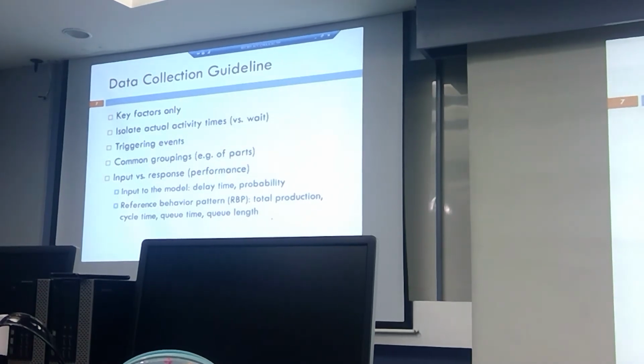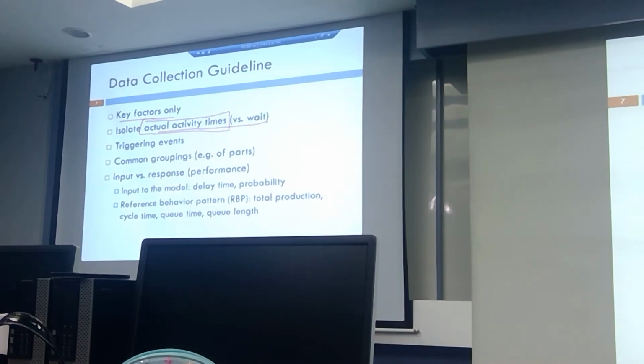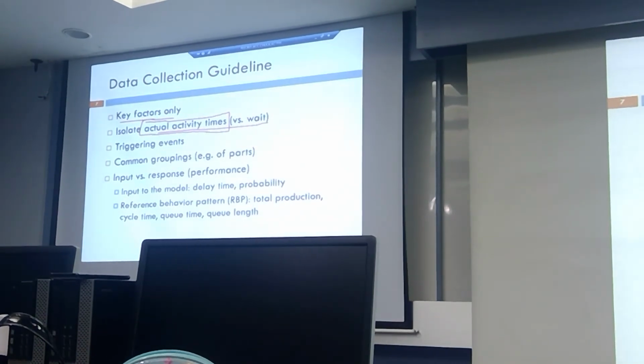Okay. So some of the guidelines. Collect the data. Yes, key factor, something that is important for you. Don't just collect everything. Isolate actual activity time and the wait time. We talked about that already. This one is very important, because when we do the modeling, we will put in only the activity time, not the waiting time. The waiting time will be simulated. The waiting time will be calculated based on the system. It's the performance of the system. Okay, it's the output, not the input.